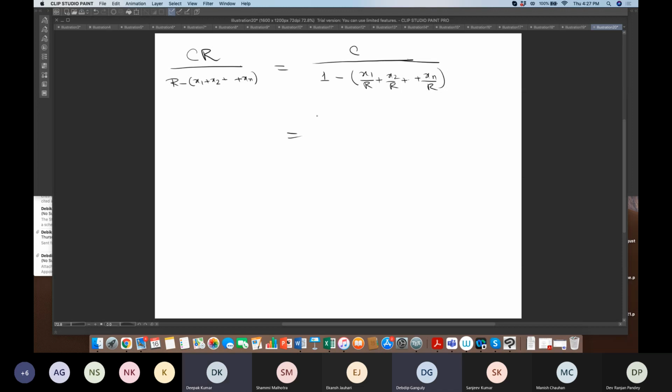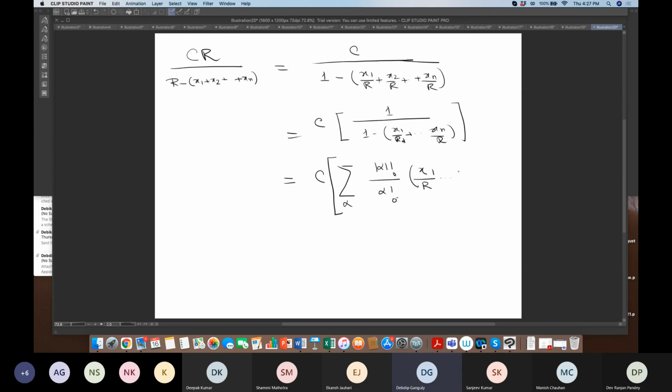Sum of a geometric series, yes. It is the sum of x1 by r1 plus x2 by r2 plus up to xn by rn raised to power k, where k goes from 0 to infinity, which is the sum over alpha of mod alpha factorial by alpha factorial. You just check the first class of this chapter where I did it. In the proof I also used the multinomial theorem. Clear? Agreed? So this is summation alpha of C mod alpha factorial by alpha factorial r to the power minus mod alpha. Clear? So this is CR.